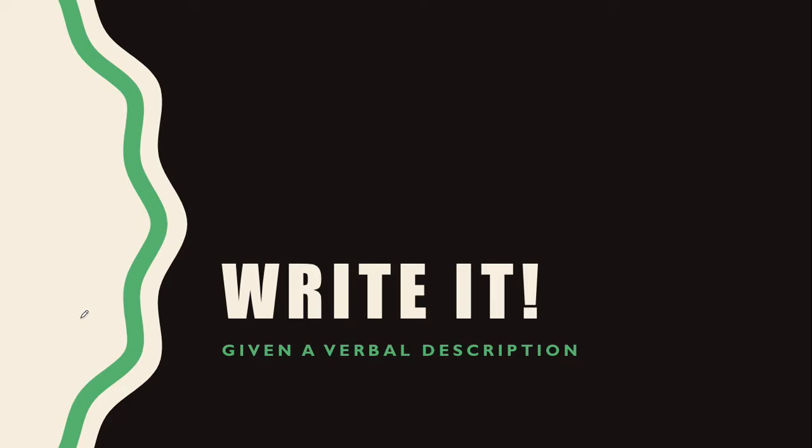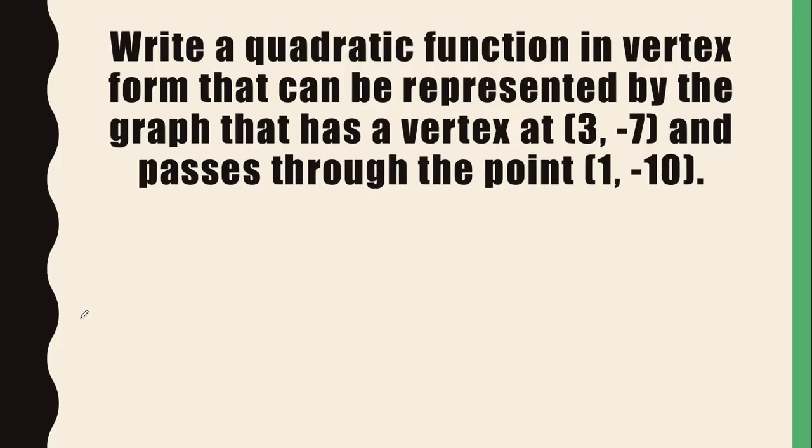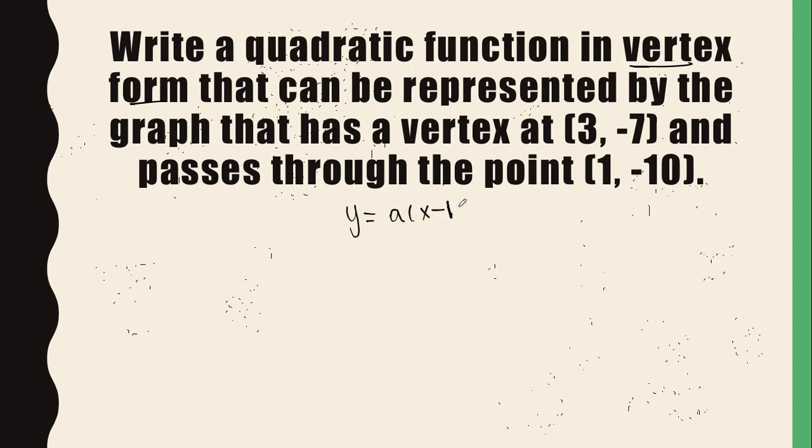All right, so now we're going to write vertex equations given the vertex and a point. Let me break down how to do this. You're going to notice this is very similar to stuff we've done in the first and second 9 weeks of school. Write a quadratic function in vertex form. Pause. Why am I pausing? It tells me what form to write it in. And when it tells you what form to write it in, what should you write? That form down. So I know it wants it in y equals a times (x minus h) squared plus k.